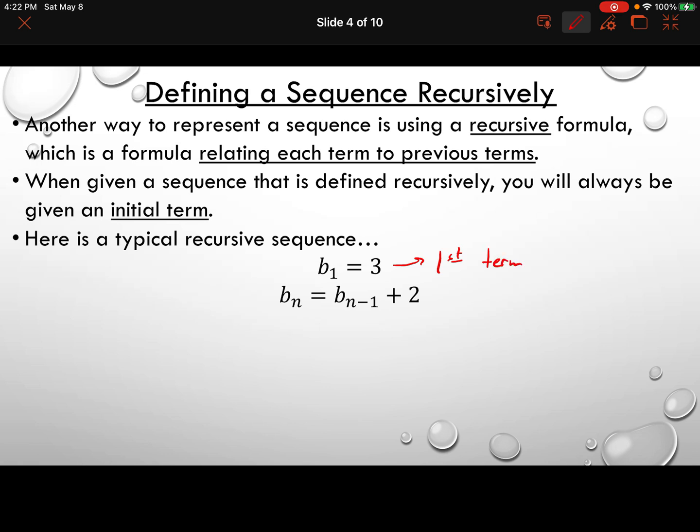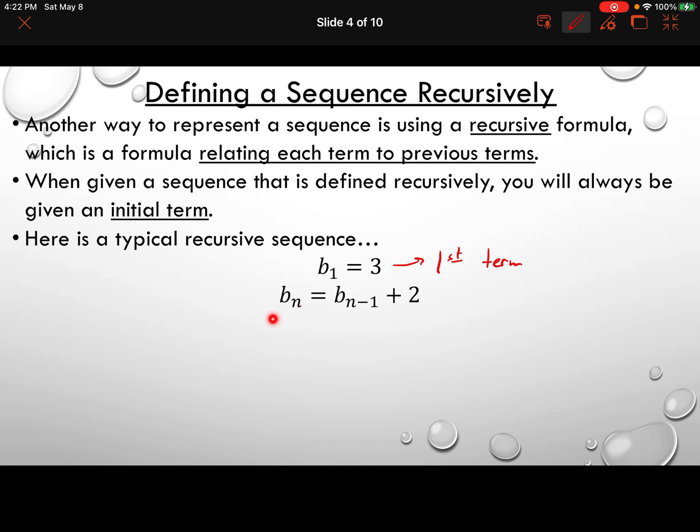Now, it's not always going to be the first term. It could be the second term, it could be the third term, but they will give us a term to start with for a sequence that is defined recursively. And the reason why is this second part of the formula. You'll see b sub n, which is nothing new. We've seen that before. But here we have something new: b sub n minus 1 plus 2.